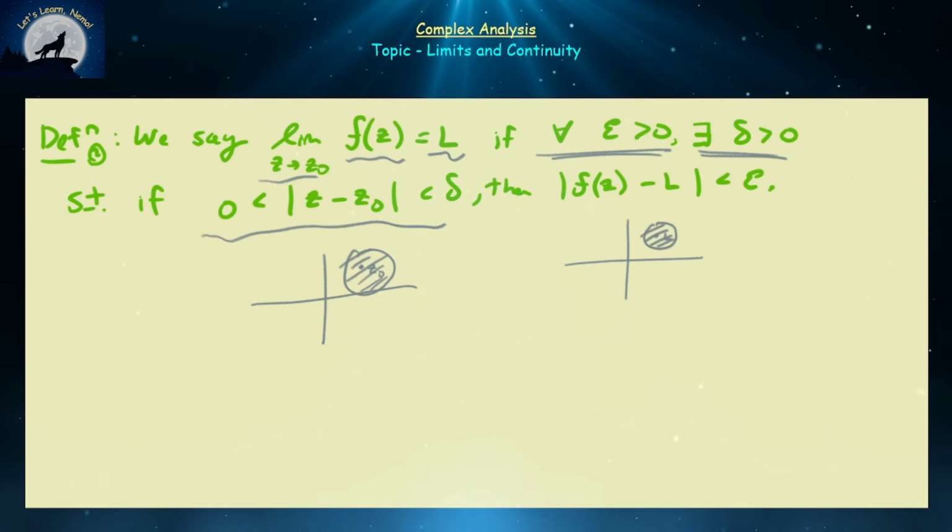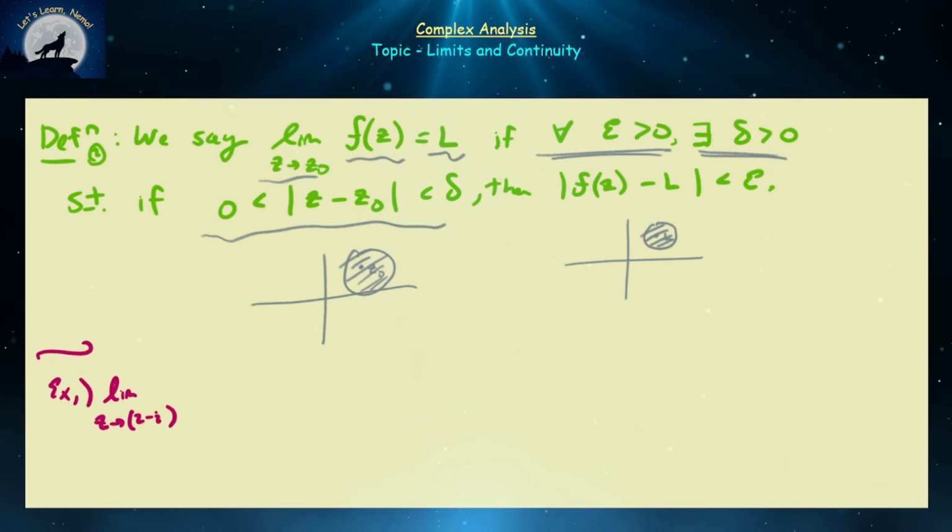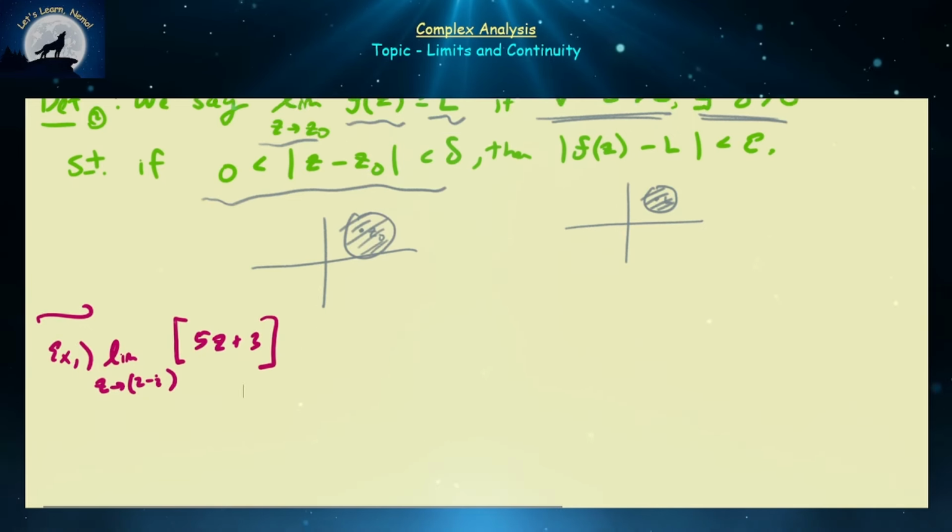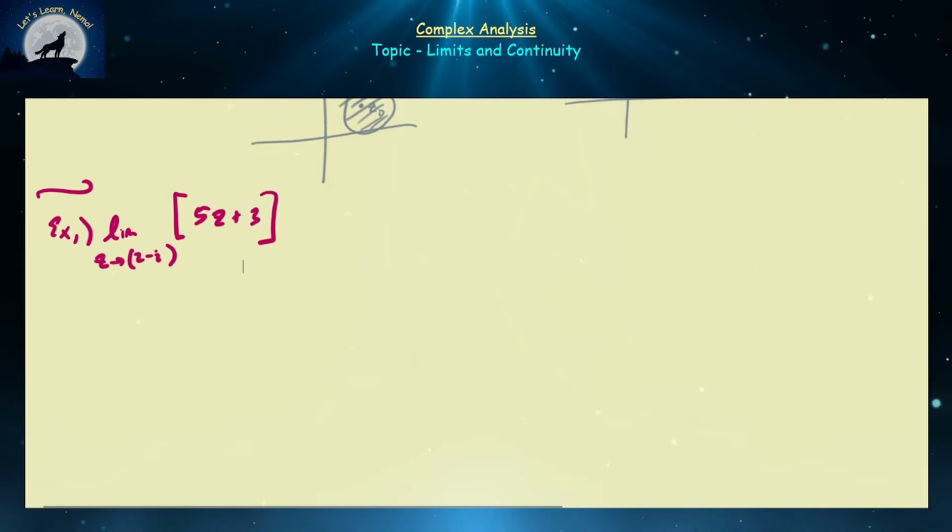So let's actually take a look at a very basic example. Let's look at the limit as z approaches the number 2 minus i. Let's choose a basic function to start with, 5z plus 3. So we hope that all of the normal properties of limits still follow as they did in the realm of single variable, real variable calculus.